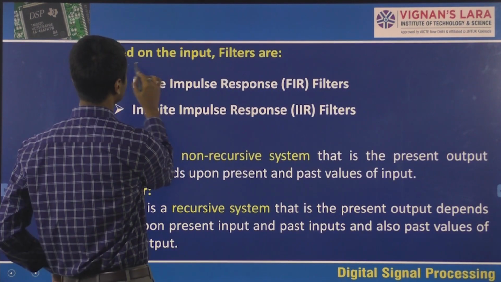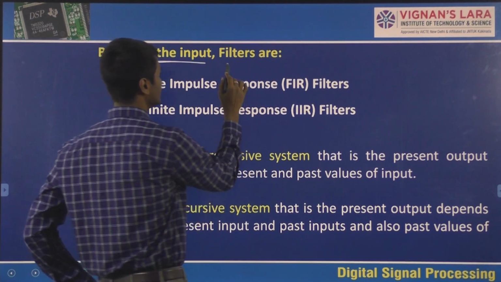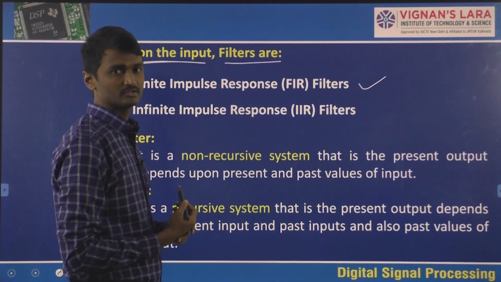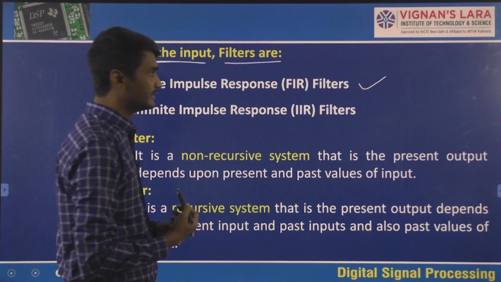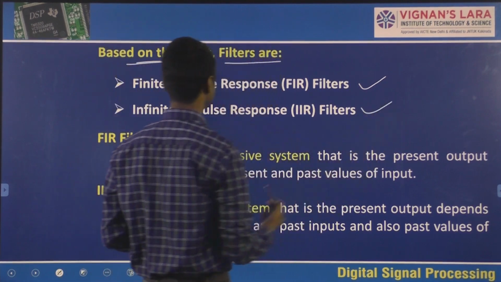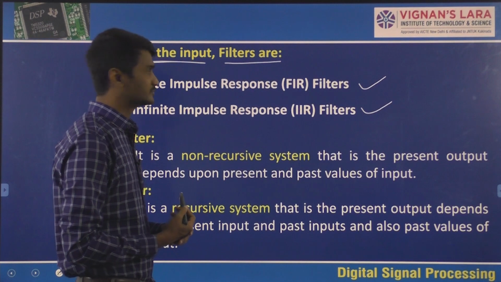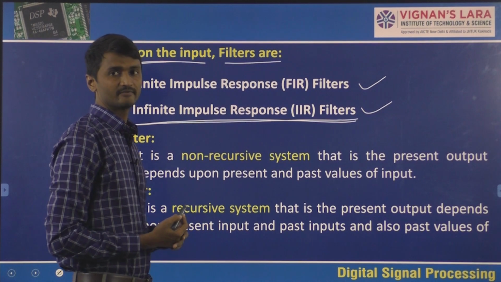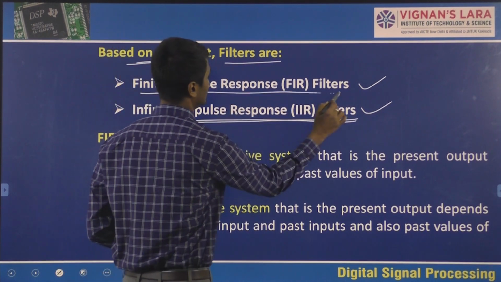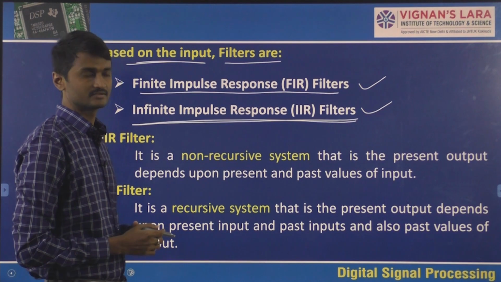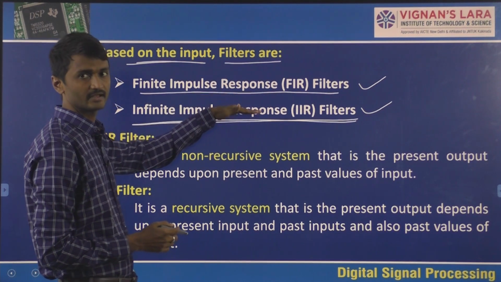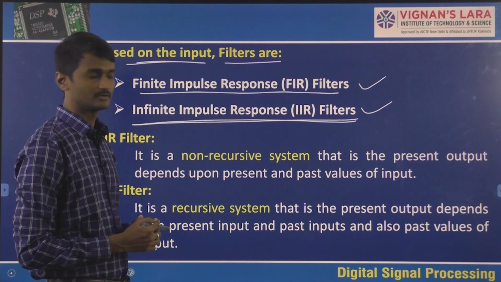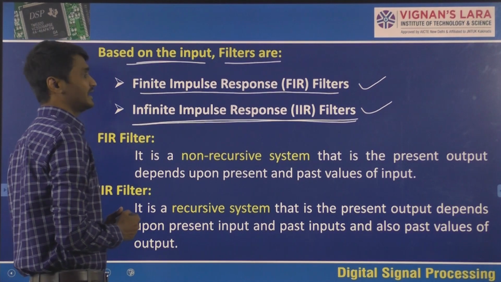Based upon the inputs given, the filters are classified into two types. The first one is finite impulse response filters, that is FIR filters, and the second is infinite impulse response filters, that is IIR filters. The third unit is entirely based upon IIR filters, and the fourth unit is design of FIR filters. So in the third unit, design and realization of IIR filters, and in the fourth unit, design and realization of FIR filters. Okay. So what is an FIR filter and what is an IIR filter?